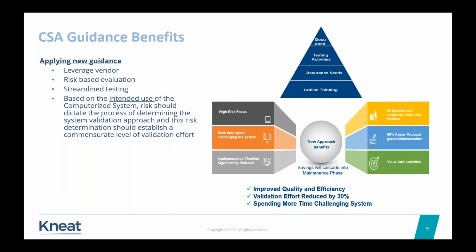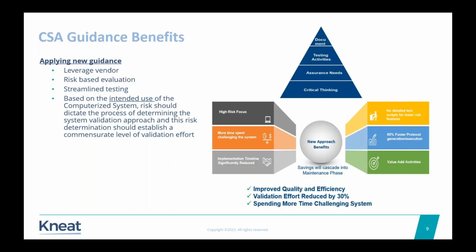The most important part here is the heavy lifting, and it's always done at the start. What's the most important? What are the high risk features? Then we look at the assurance needs and the testing activities, and you can see the last one then is the documentation. So we're actually thinking about what we need to look at. Okay, you can see here in the diagram, it says, we focus on the high risk parts of the system. More time is spent on challenging the system, and this results in an implementation timeline that's significantly reduced, right?